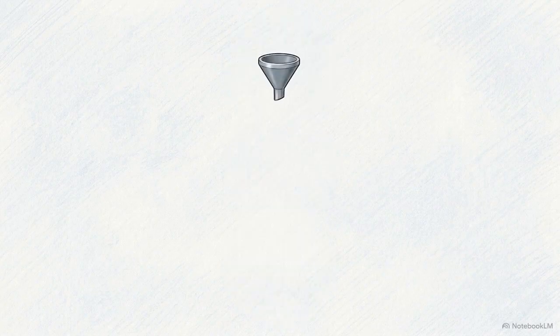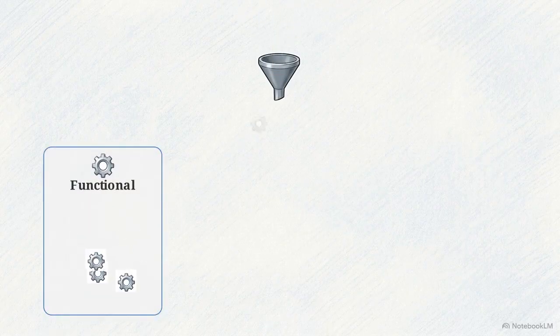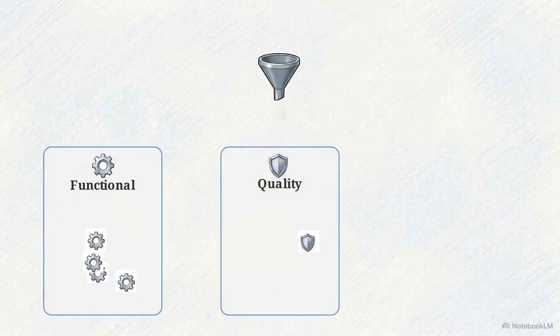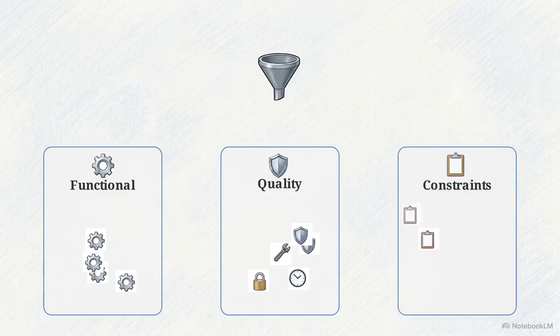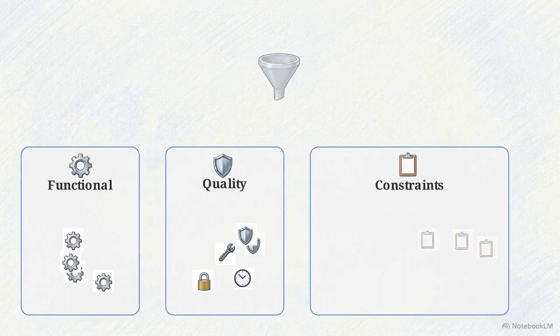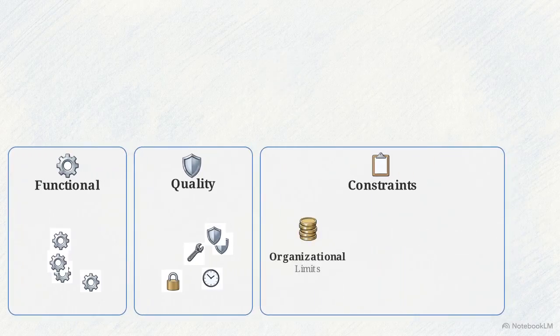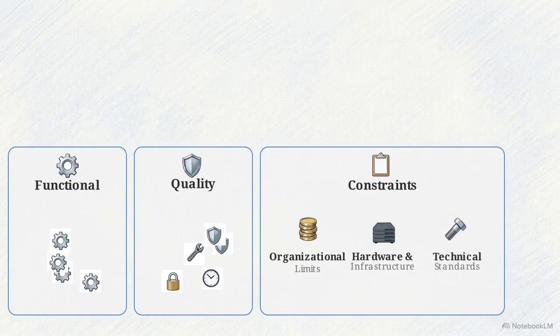Step 1 is defining the boundaries of your system. We gather all stakeholder requests and sort them. First, we capture functional requirements, what the system actually has to do. Next, we determine quality requirements, how secure, fast, or maintainable the system needs to be. Then we map out the constraints. These are the fixed realities of your project. They might be organizational limits, like a strict budget, or technological limits, like mandated hardware and programming languages.